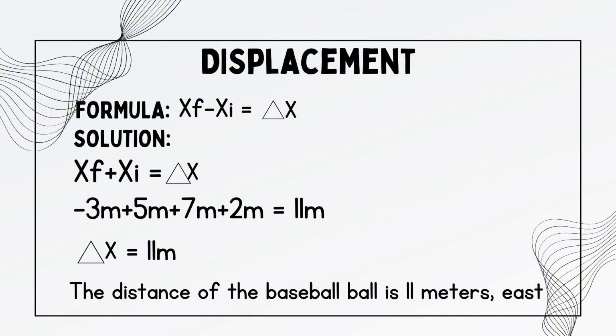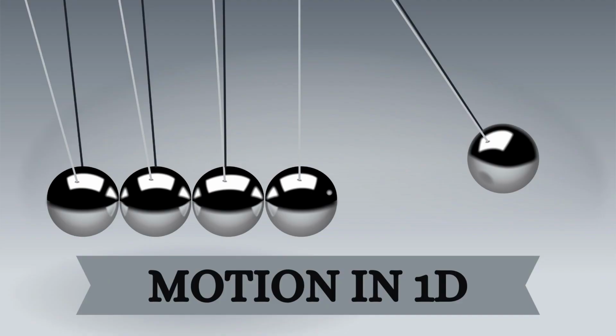Let's start solving it now. Substitute the given values into the formula. Negative 3 meters plus 5 meters plus 7 meters plus 2 meters is equal to 11 meters. So the displacement of the baseball is 11 meters east. Let's now move on to the next topic, which is motion in 1D. Let us first define motion in 1 dimension.